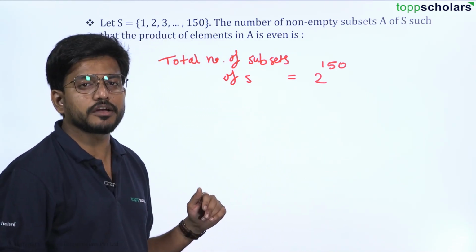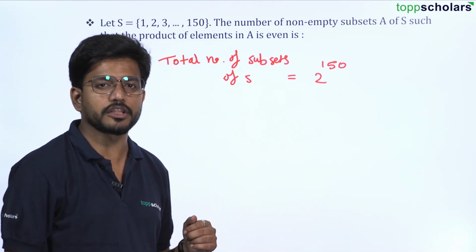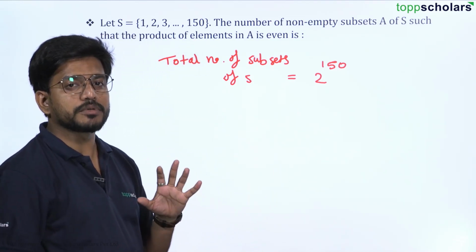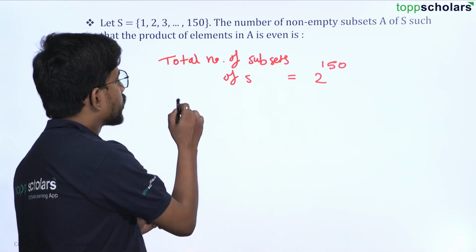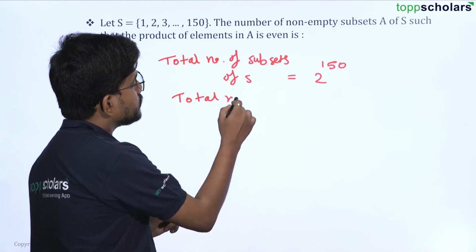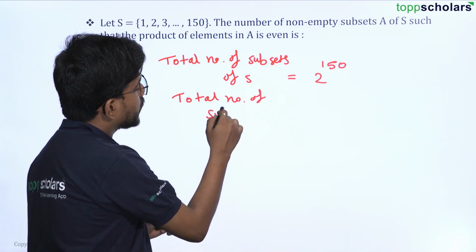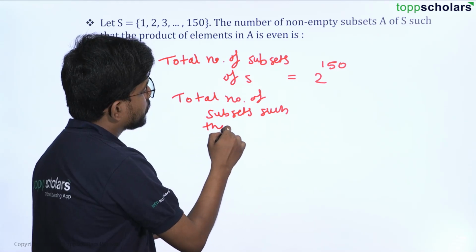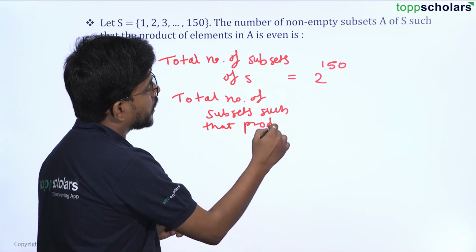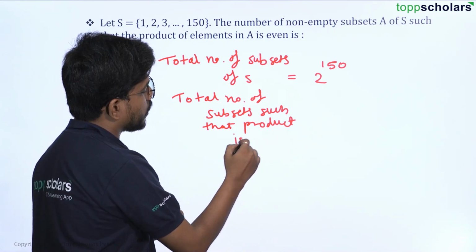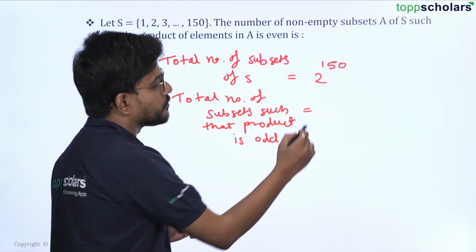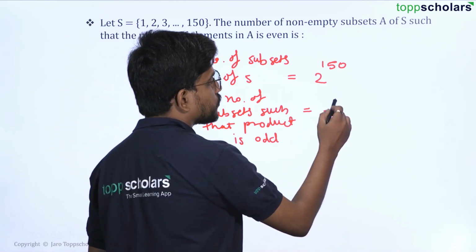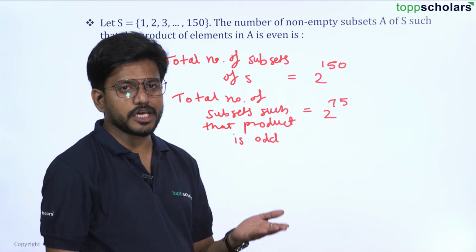So how many odd numbers are there from 1 to 150? Definitely 75 odd numbers are there, 1, 3, 5 up to 149. So total odd numbers are 75. So total number of subsets such that the product of all the elements is odd. What can that be? That will be simply, there are 75 odd numbers, total number of subsets in which the product is odd is 2 raised to 75. Now the product can be either odd or even.